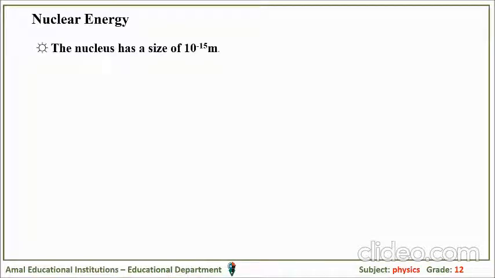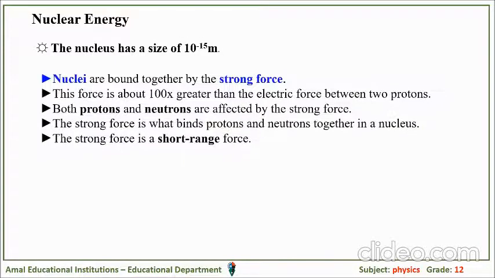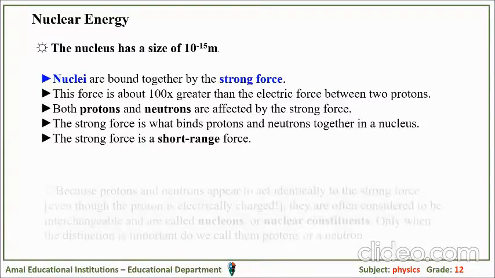Look for the nuclear energy. The nucleus has a size of 10⁻¹⁵ meter. The nuclei are bound together by a strong force. This force is about 100 times greater than the electric force between two protons. Both protons and neutrons are affected by the strong force. The strong force is what binds protons and neutrons together in the nucleus. The strong force is a short-range force.